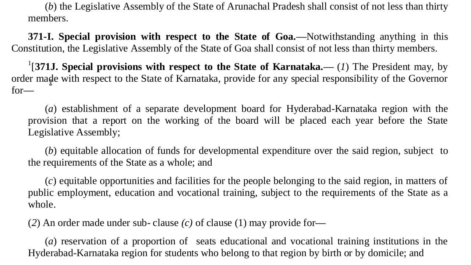1. The President may, by order made with respect to the state of Karnataka, provide for any special responsibility of the Governor for A. Establishment of a separate development board for the Hyderabad-Karnataka region, with the provision that a report on the working of the board will be placed each year before the State Legislative Assembly. B. Equitable allocation of funds for developmental expenditure over the said region, subject to the requirement of the state as a whole. And C. Equitable opportunities and facilities for the people belonging to the said region in matters of public employment, education and vocational training, subject to the requirements of the state as a whole.